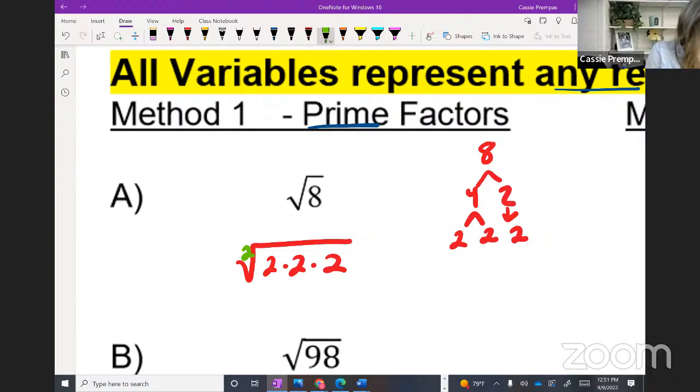This little index, this root, will tell you how many of the same factor you need before you can take it outside of the radical. This 2 tells me I need a perfect square. I need a number times itself. Once I find 2 of the same number, a number times itself, I can then take it out as 1 to the outside of the radical.